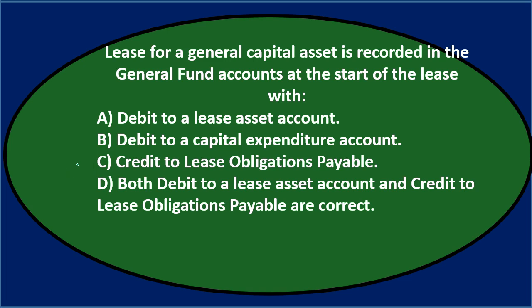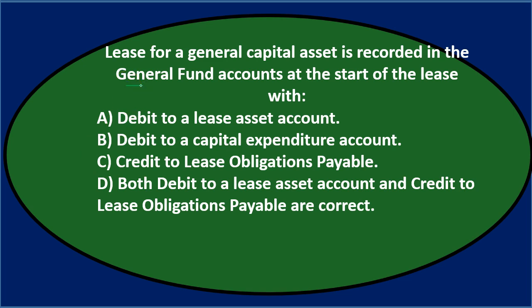Next question. A lease for a general capital asset is recorded in the general fund accounts at the start of the lease with either A, debit to the lease asset account, B, debit to the capital expenditure account, C, credit to the lease obligation payable, or D, both debit to lease asset account and credit to lease obligation payable are correct. Now this one, if we go through this again, is the same question, but what changed is that now we're not in the government-wide activities, we're in the general fund.